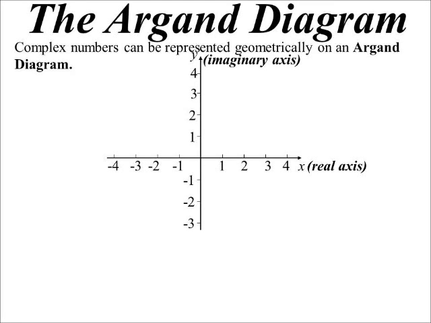We said we can't place complex numbers on the number line. And that's true. But we still want a way to visually represent the numbers and where they sit. And we do that using what's called an Argand diagram, named after a French, I think he's a Frenchman.